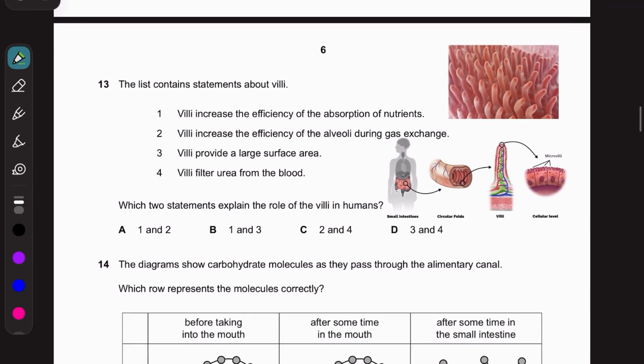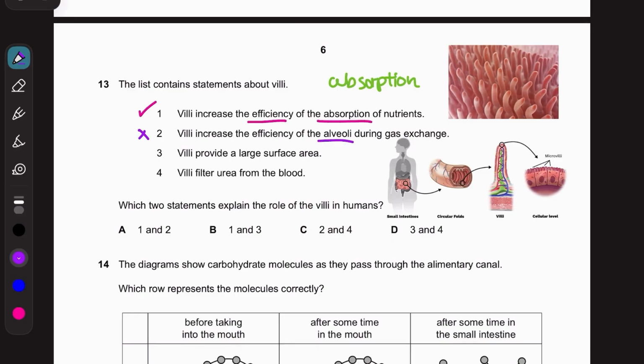If it does absorption, that means you want a large surface area to do that absorbing, because larger surface area makes the absorption more efficient. And based on that, we can already tick number 1, because the villi increases the efficiency of absorption of nutrients, which is whatever you're eating. Number 2, this is definitely wrong. It's wrong because the villi is not in the alveoli. As simple as that, right? The alveoli is in the lungs, and we're talking about the small intestines here.